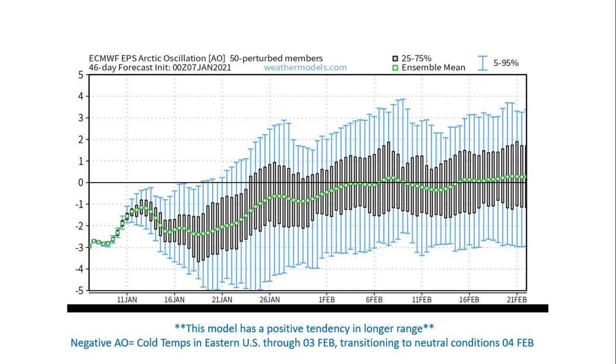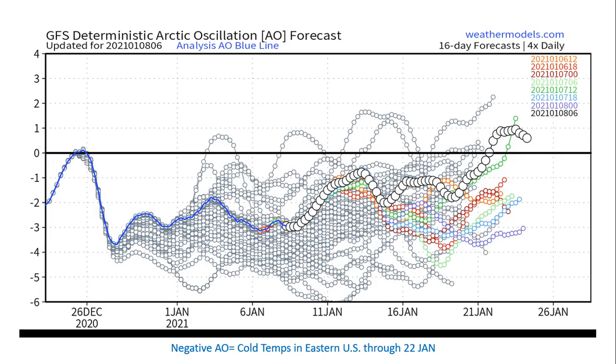Now, look at the forecast. Negative AO all the way out through about the 3rd of February, early February, according to this model. And it eventually transitions to neutral conditions around the 4th of February, and it maintains that through the 22nd of February. Moving ahead now to the GFS Deterministic AO forecast.